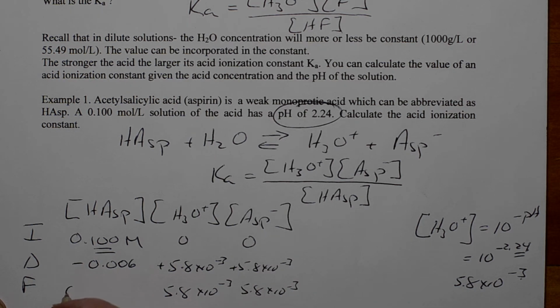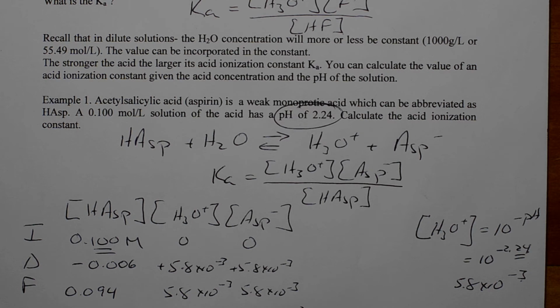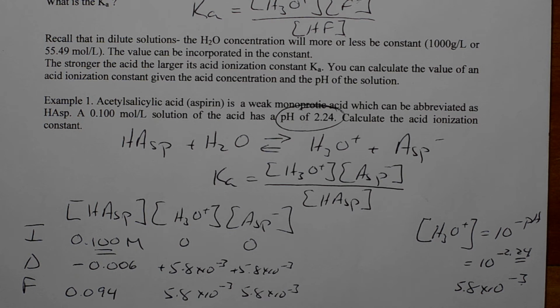And here I'm going to have 0.094 molar. So let's put those into my Ka expression. Hopefully you recognize that we should get 5.8 times 10 to the minus 3 squared over 0.094. Let's just call that 6. 6 times 10 to the minus 3 squared is 36 times 10 to the minus 6, or 3.6 times 10 to the minus 5, and divide by 0.1. It's going to be about 3.6 times 10 to the minus 4, and there's our number.